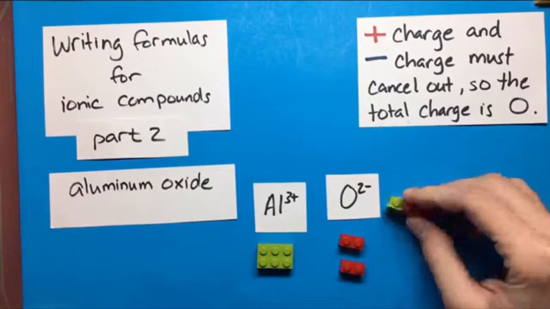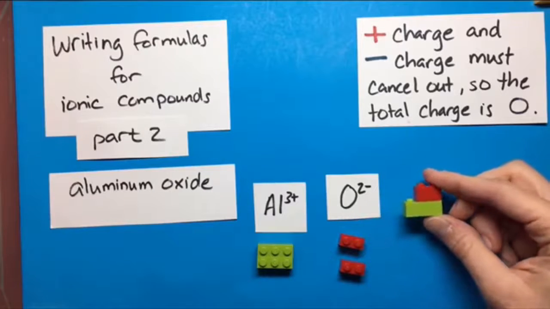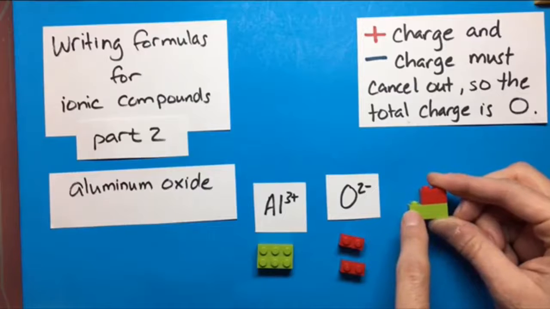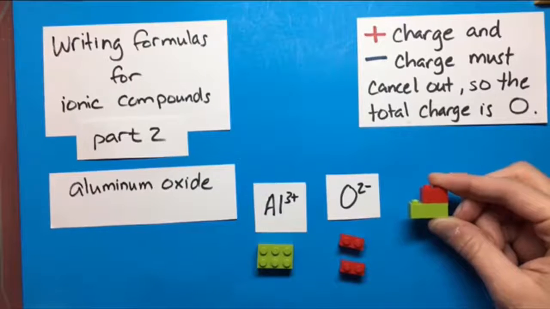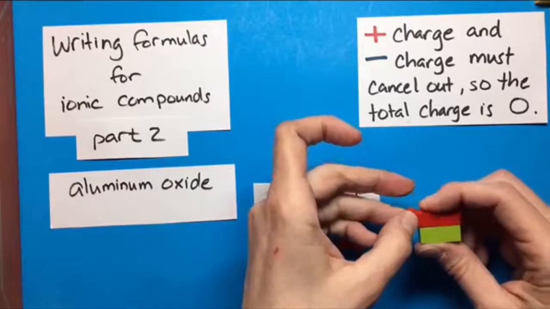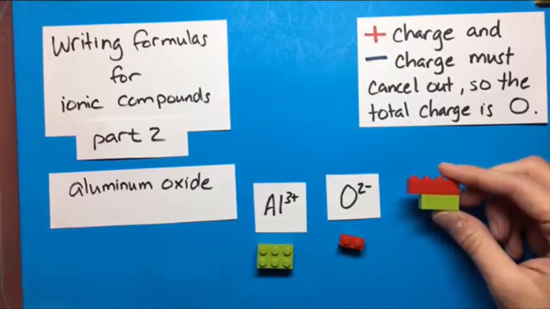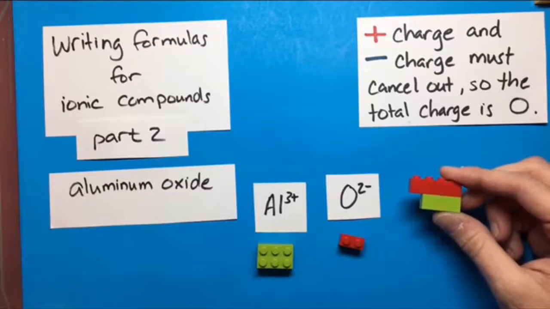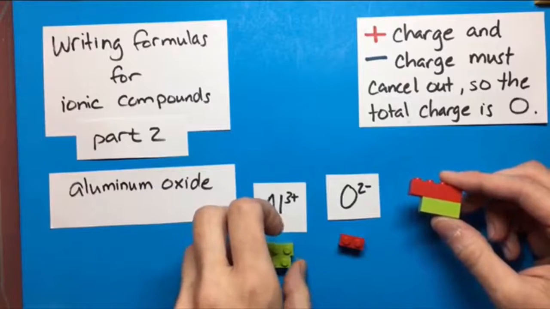Here, if I just use one of each kind of ion, you can see I have too many positive charges for the number of negative charges that I have here. So I need more negative charges in my compound. I added another oxide ion, but now I have too many negative charges for the number of positive charges in my compound.